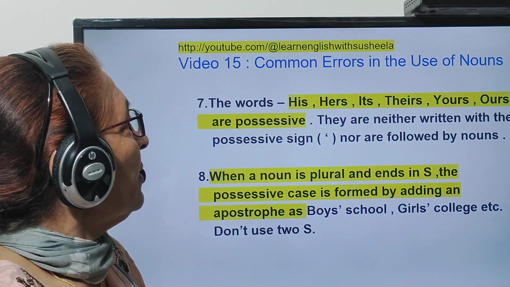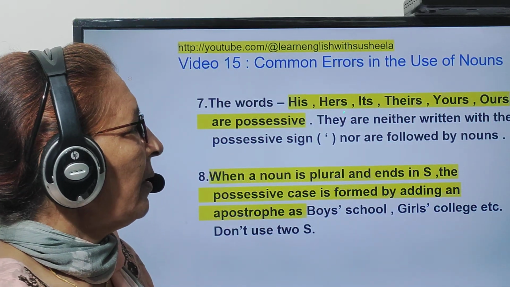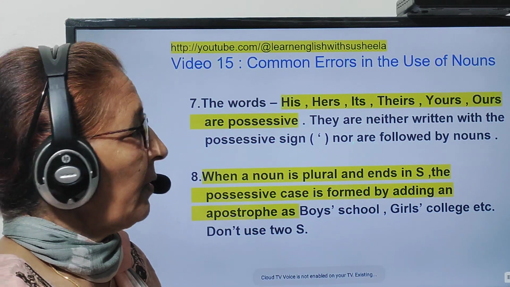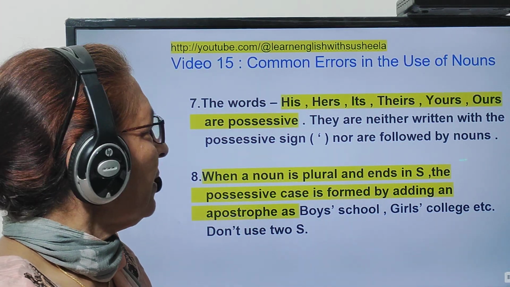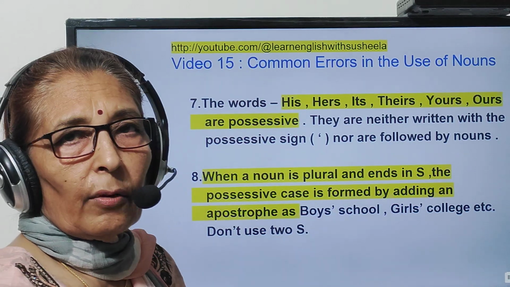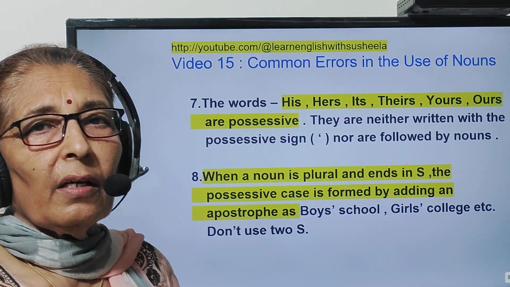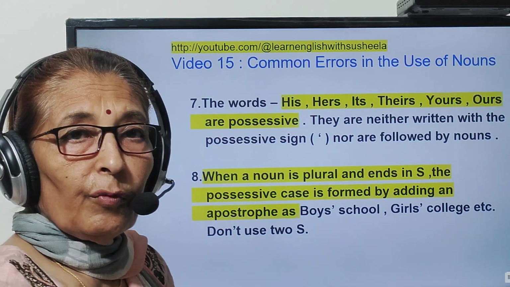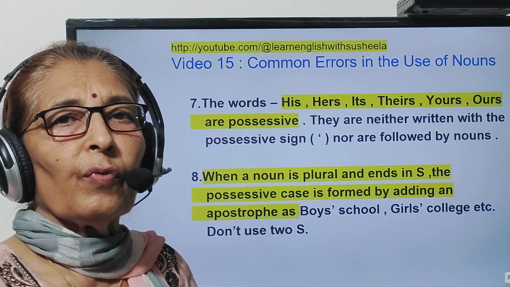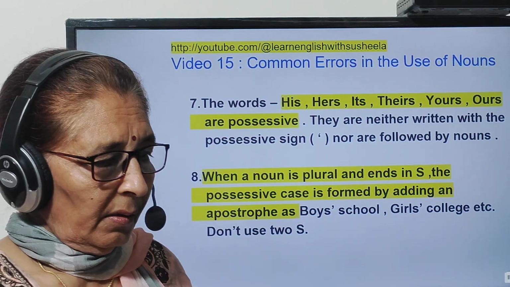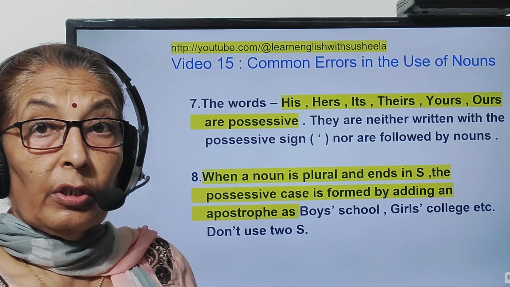Next, the words his, hers, its, theirs, yours, ours are possessives, and they are neither written with the possessive sign nor are followed by nouns. Means with them we don't use apostrophe s, or we don't use any noun with them. Like this, his. This mistake is yours, not his.